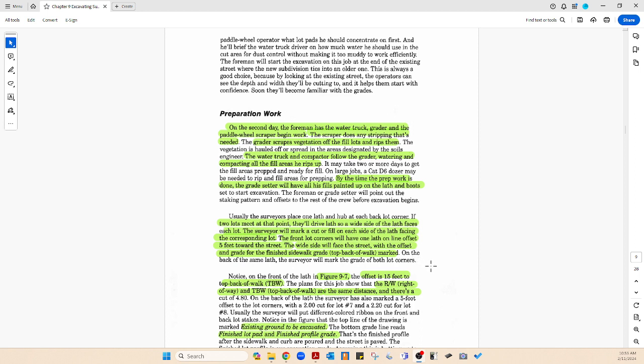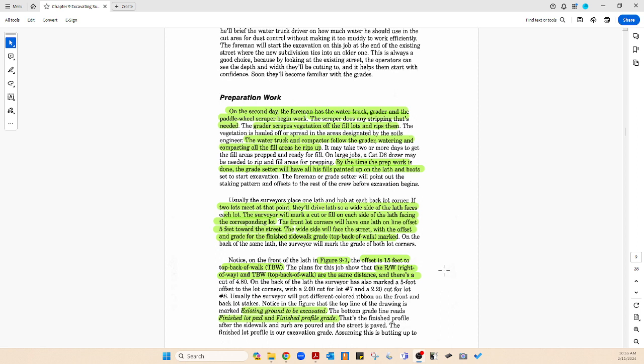Now, I don't have time in this one, but I do have some examples of what that's talking about. It's a little bit complicated in the subdivision because you're working in two different directions as you're setting grades. So this next paragraph here, I have in my notes. It says notice on the front of the lath in figure... So we're going to go to figure 9.